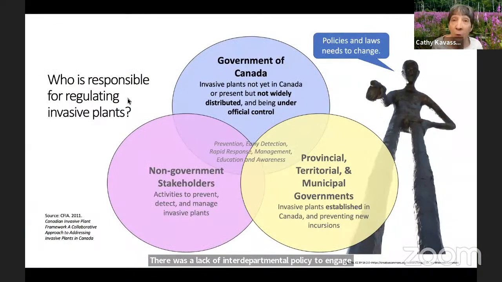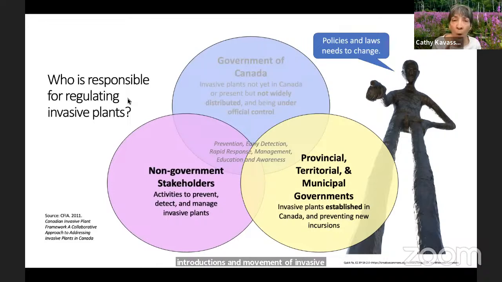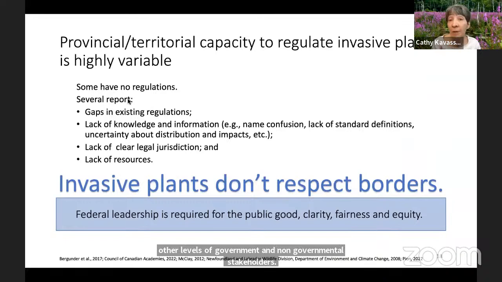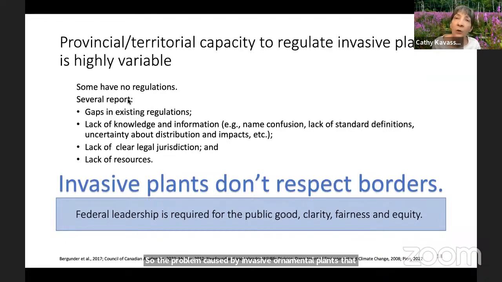This Venn diagram describes the current regulatory process. The federal government is responsible for preventing introductions and movement of invasive plants that are not widely distributed. Once established in Canada, responsibility falls to other levels of government and non-governmental stakeholders. So the problem caused by invasive ornamental plants that have escaped cultivation has largely fallen to the provinces and territories, and their response has been highly variable.